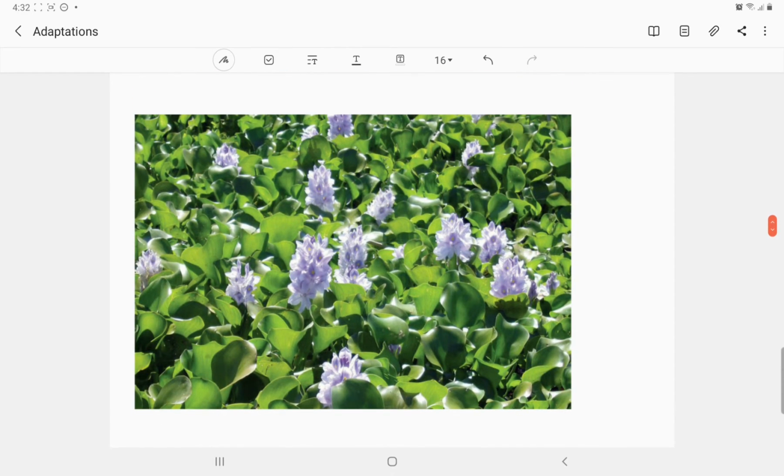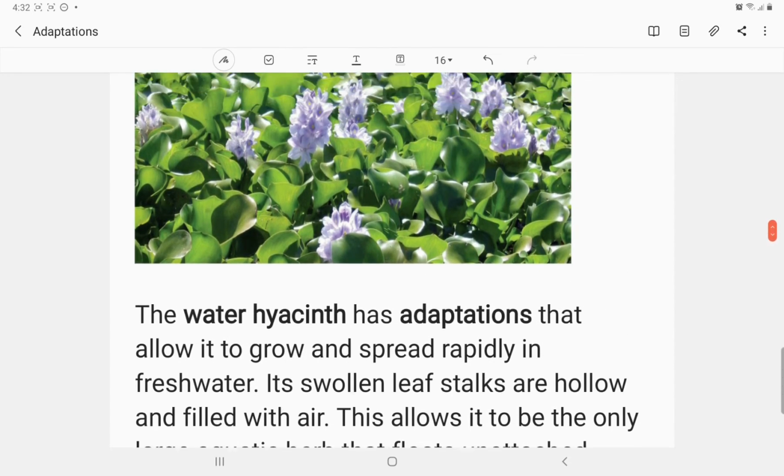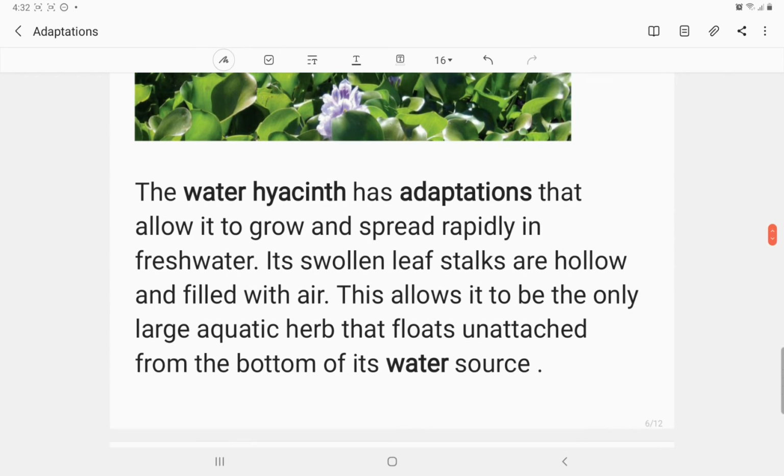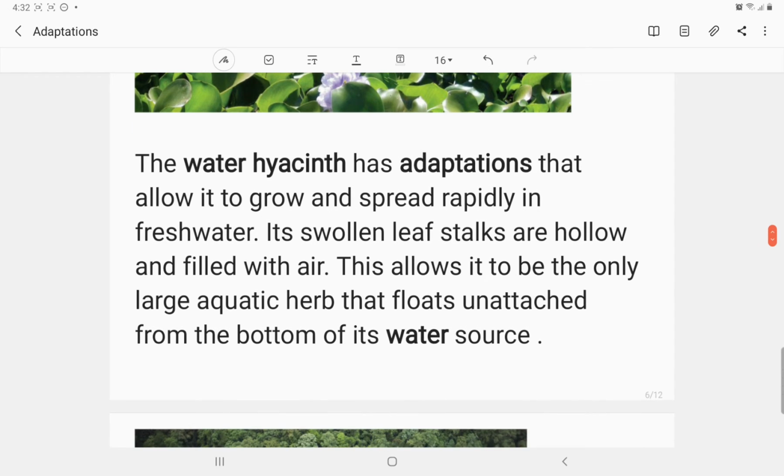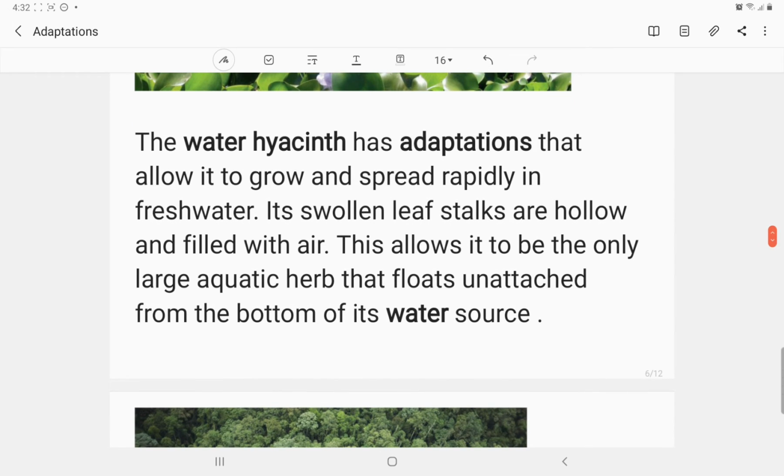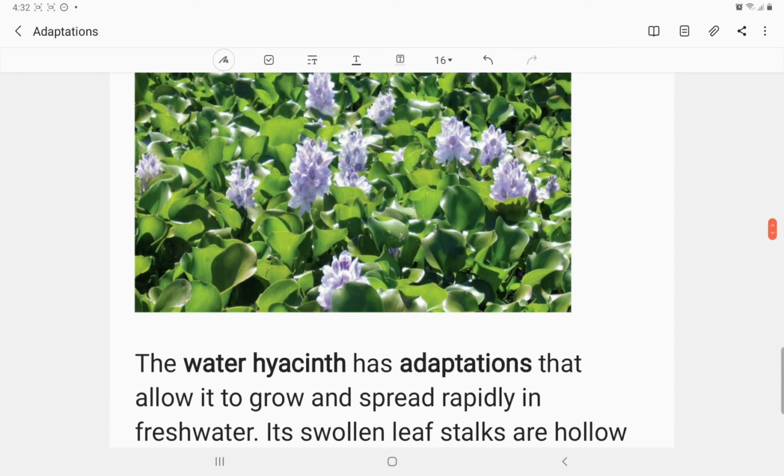You see it? There are many water hyacinths here because they have special adaptations to stay on water. This allows it to be the only large aquatic herb that floats unattached from the bottom of its water source.